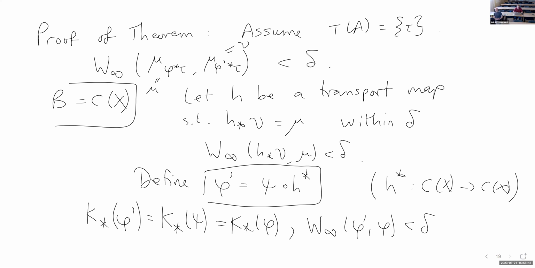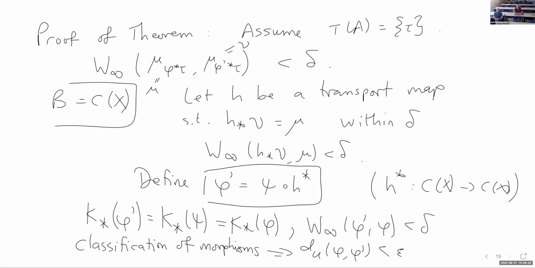I'm almost out of time, and I don't know how much more I can say about this. The classification theorem, the classification of morphisms, tells me that d_U of phi and phi prime is less than epsilon. Right? So what we have is this: d_U of phi and psi is at most d_U of phi prime and psi plus some epsilon.